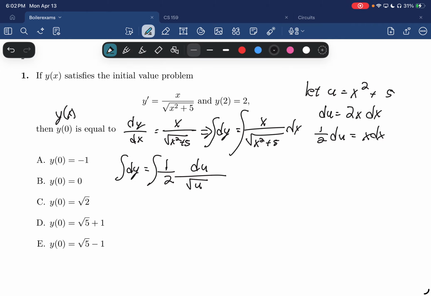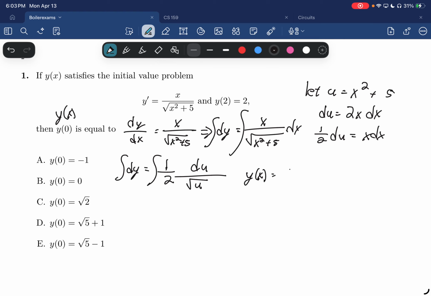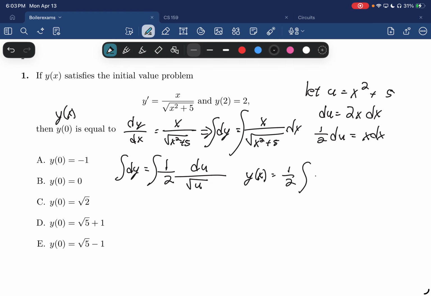Okay, now let's go about integrating. Integral of dy, very easy, y of x. 1/2. We know that since this is just a constant, we can pull it out. 1/2. And to integrate something with an exponent in the denominator, I like to bring it to the top, right? You can rewrite this as u to the 1/2. But if we bring it to the top, it's just u to the negative 1/2. So let's do that. u to the negative 1/2 du.